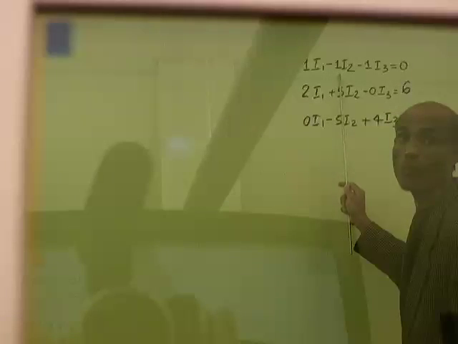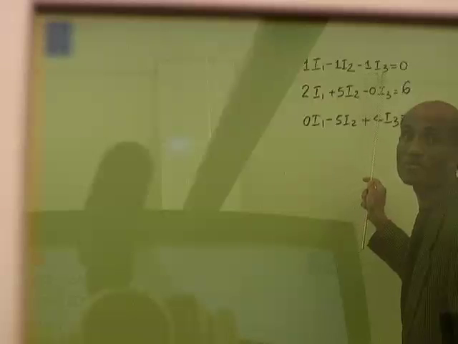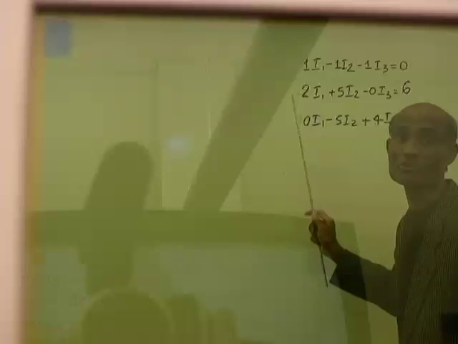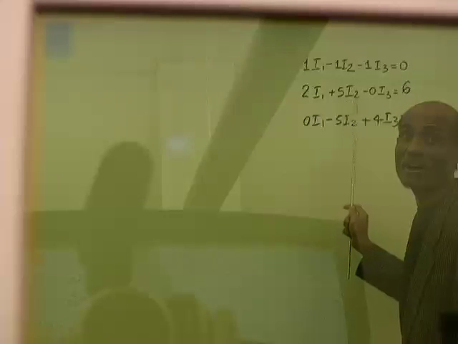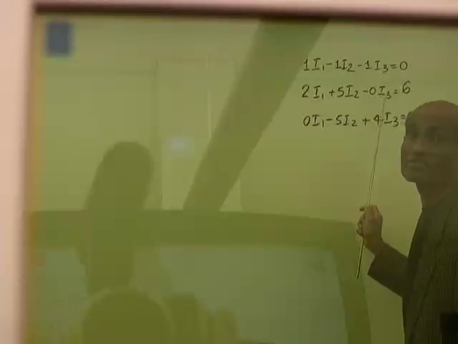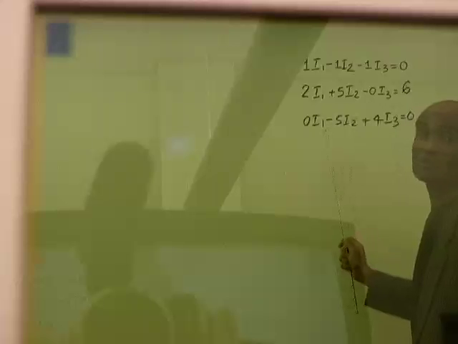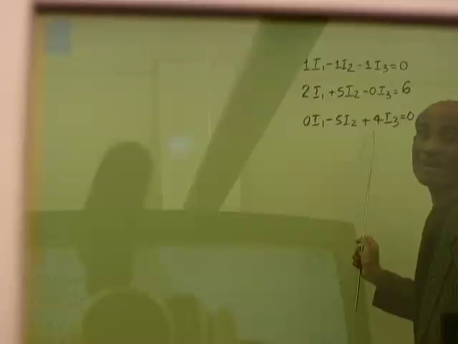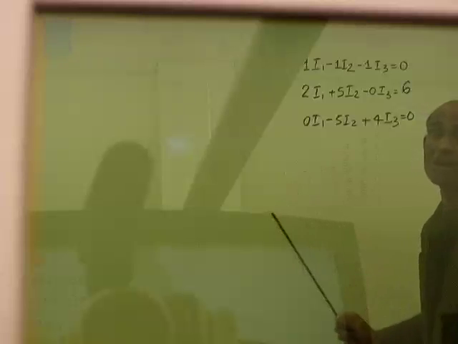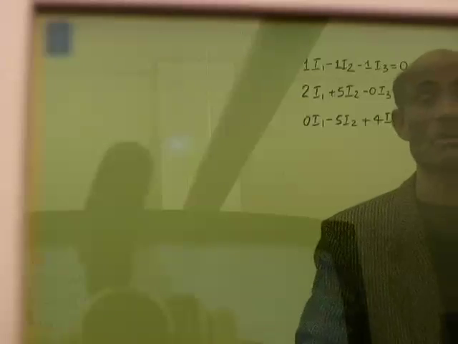1I1 minus 1I2 minus 1I3 equal to 0. 2I1 plus 5I2 minus 0I3 equal to 6. 0I1 minus 5I2 plus 4I3 equal to 0.